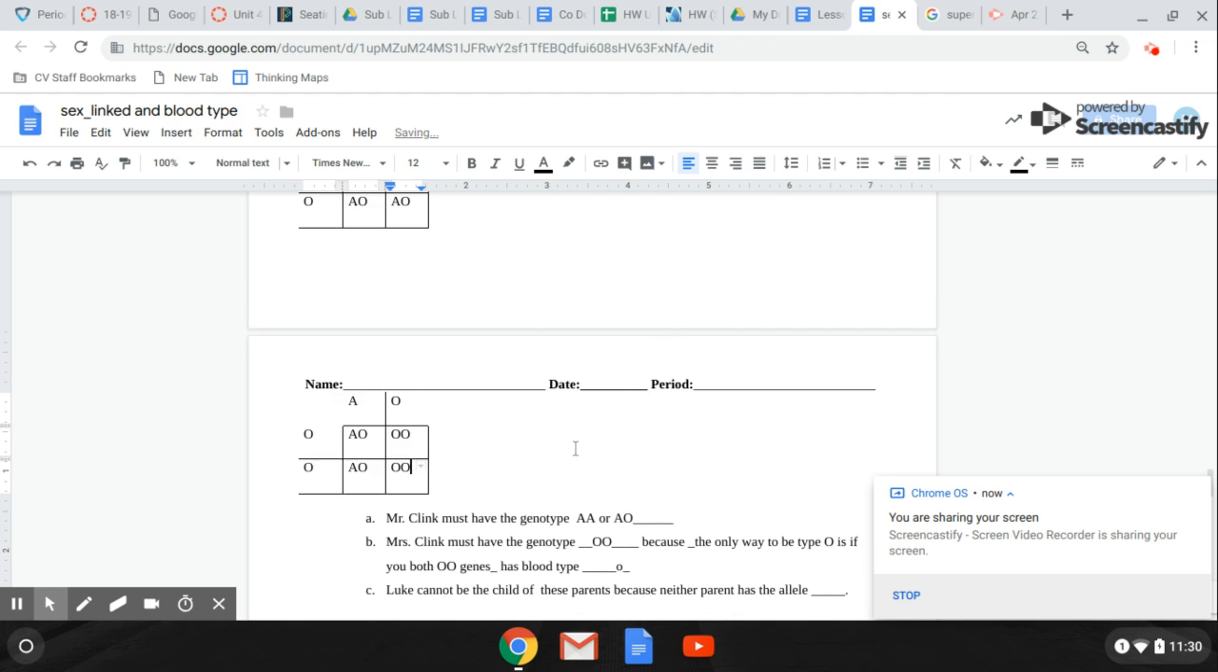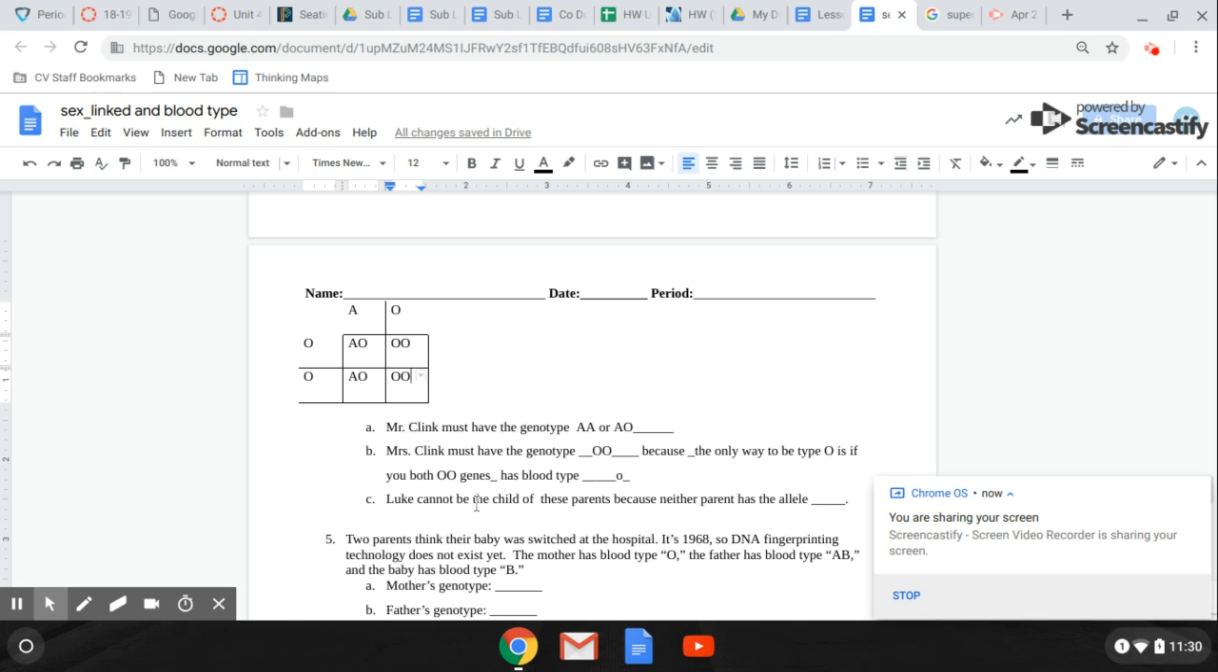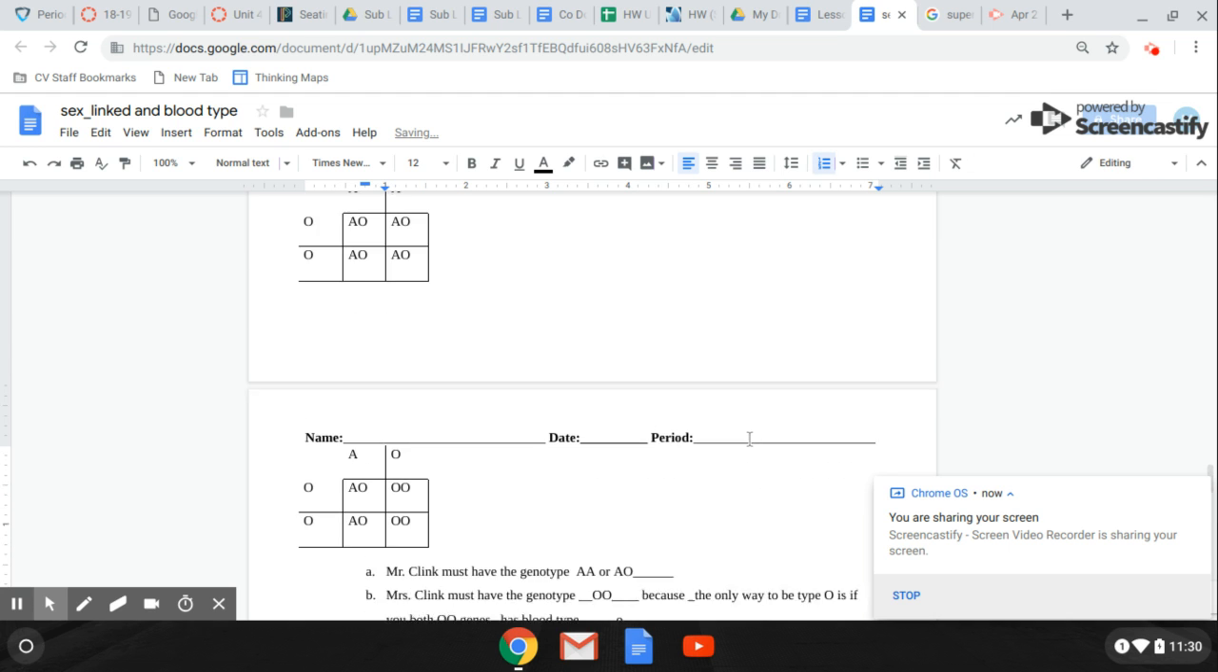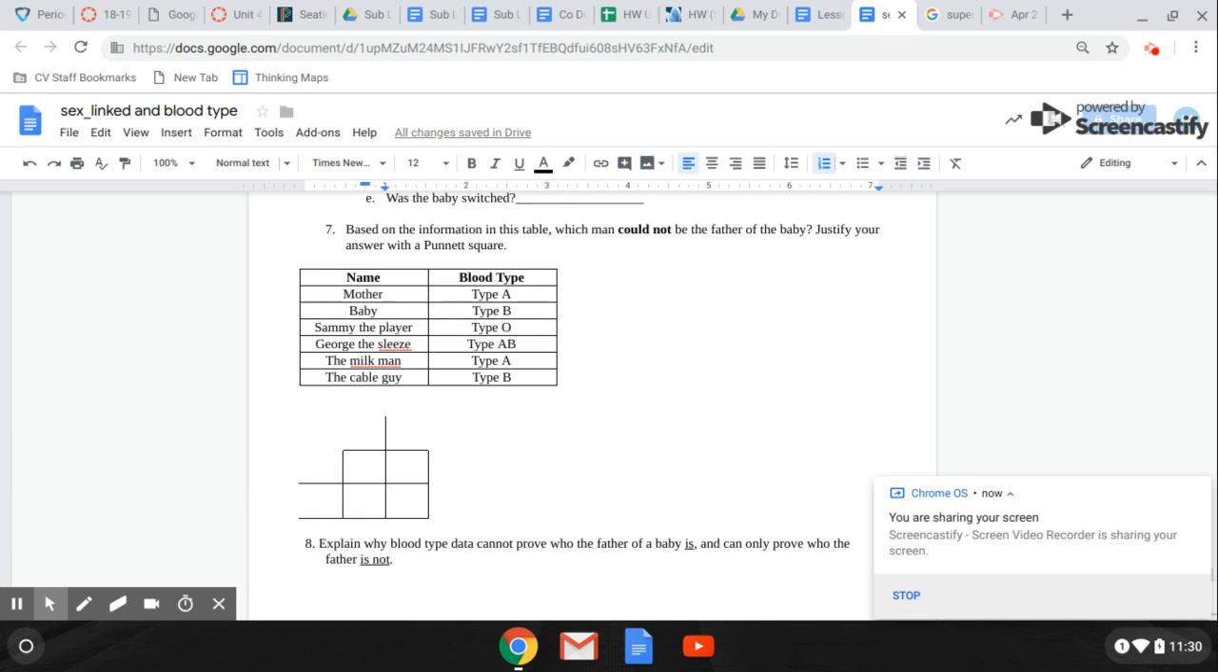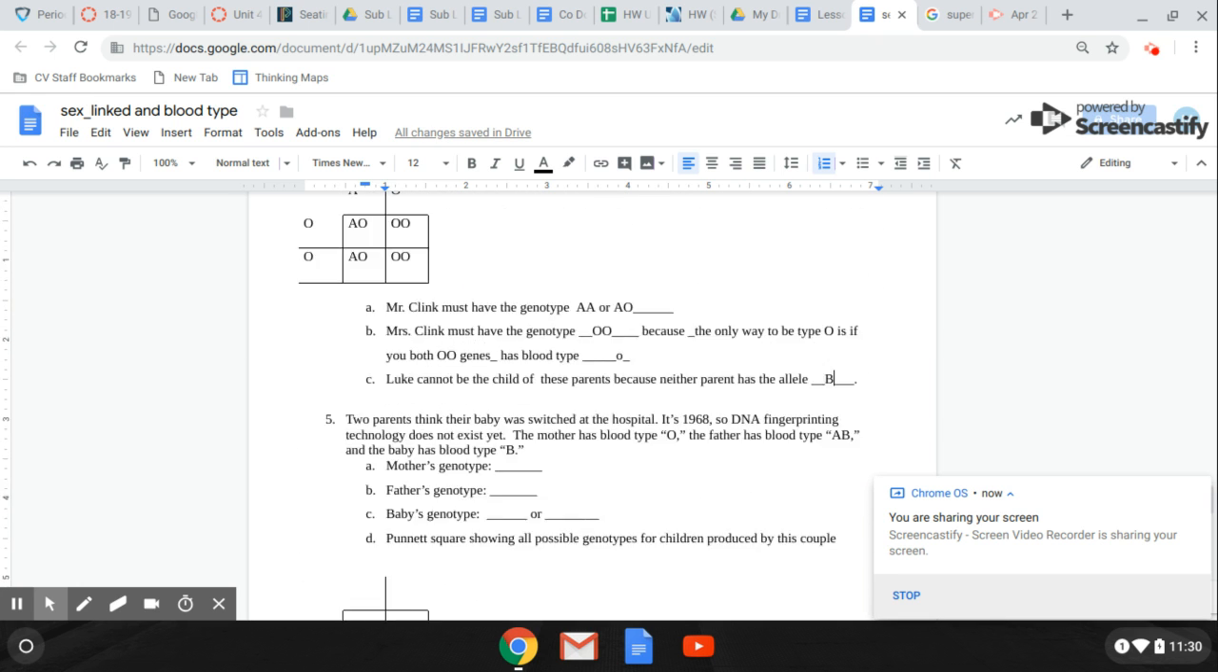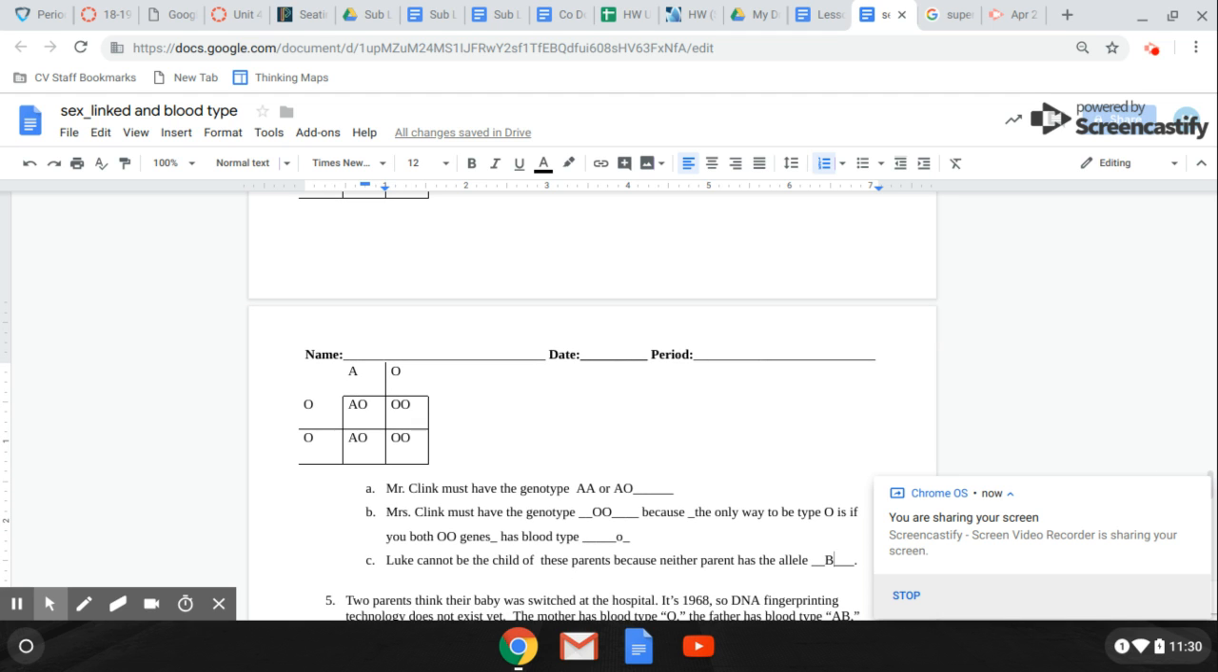Then we get into the issue of Luke. It says Luke cannot be the child of these parents because neither parent has the allele B. Since nobody has a B, nobody can pass down a B gene to poor Luke. So Luke may not be one of their biological children. You'll see in some of the later problems that they'll ask whose kid is whose.